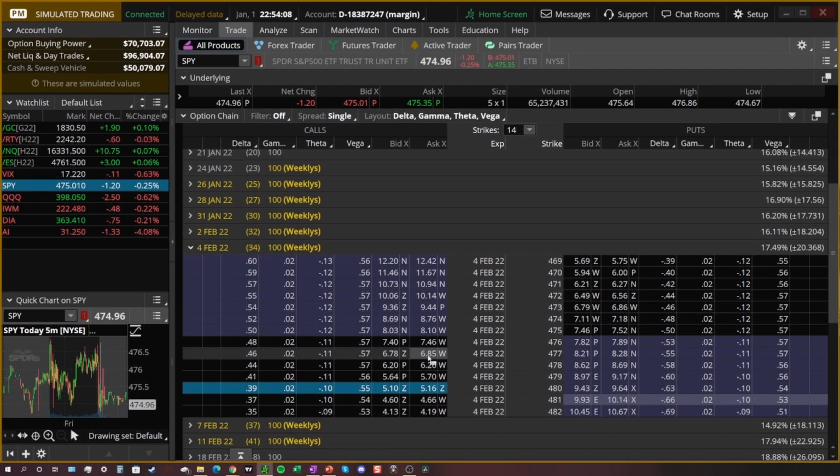Okay, let's look at some examples of the Condor and Iron Condor trade setup.